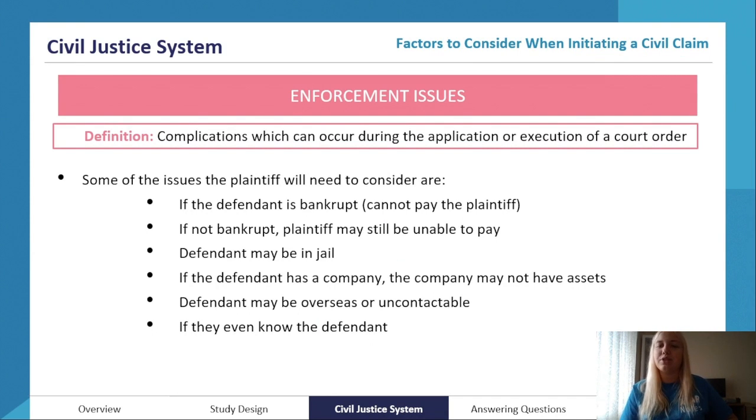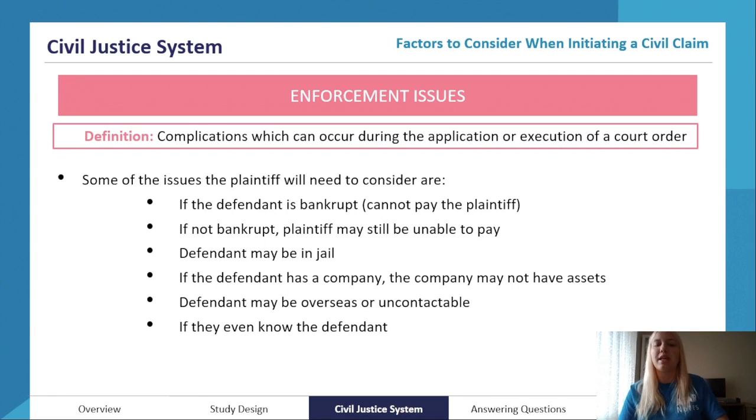And our last factor to consider when initiating a civil claim is enforcement issues. It's exactly what it sounds like. They are the complications that can occur during the application or execution of a court order, meaning that the plaintiff was successful, they prove that the defendant is liable in the end, but there are issues with the enforcement of the court order. There are reasons for which it may be impossible for the plaintiff, even if they were successful, to actually get the compensation from the defendant.